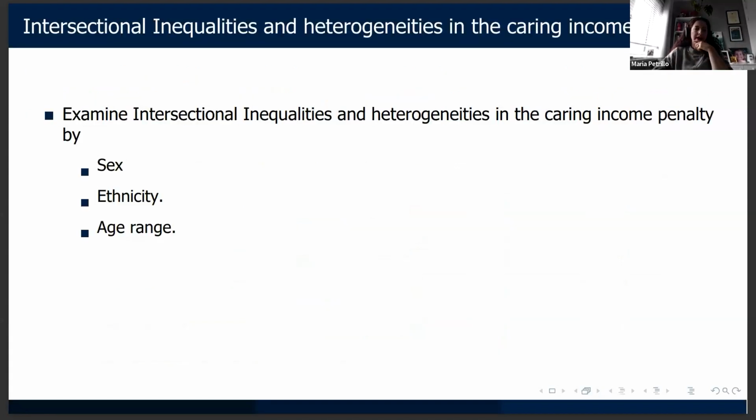The next step in this paper that we take is to explore a little bit intersectional inequalities and heterogeneities in the caregiving income penalty. And in particular, we do this for sex, ethnicity, and age range. Now, for time concern, I'm not going to show the ethnicity. Very happy to answer any question related to this, but I'm going to focus on sex and age range.